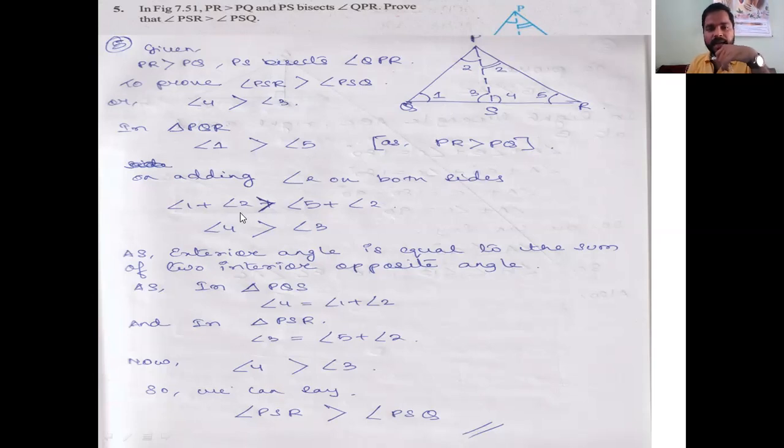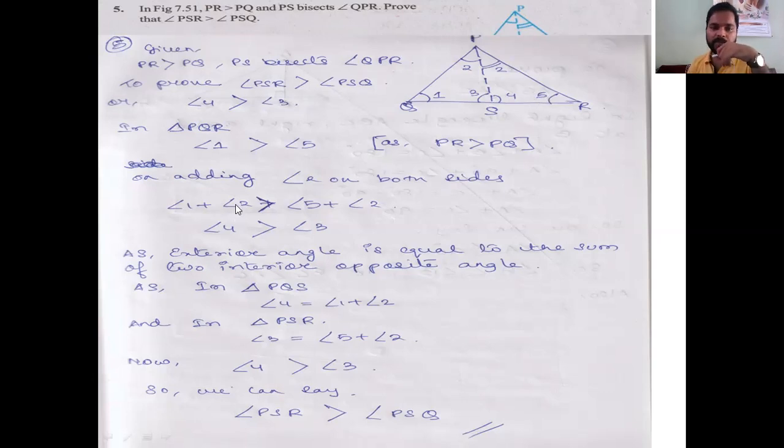Now you see, I will add angle 2 on both the sides. Why? Because these two are equal, and I can add equal things. We studied this in Euclid geometry. So angle 2 here, and here also angle 2. Now you see angle 1 plus angle 2. As I told you the exterior angle property, just recall it: the sum of the interior opposite angles is equal to the exterior angle. What is the exterior angle of triangle PQS? It is 4. And if you consider 2 and 5, then the exterior angle is 3.